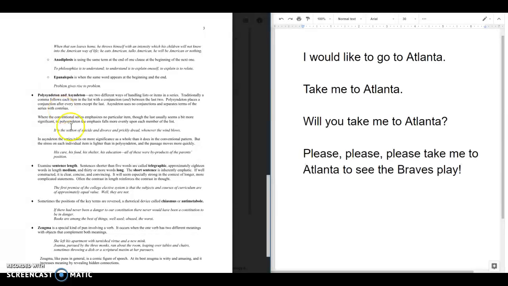Polysyndeton and asyndeton, these are examples where, excuse me, I'm sorry, there are some announcements coming over the speaker and I don't want you to not be able to hear me.